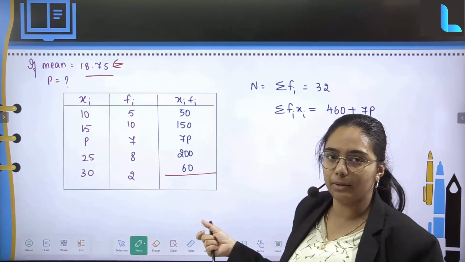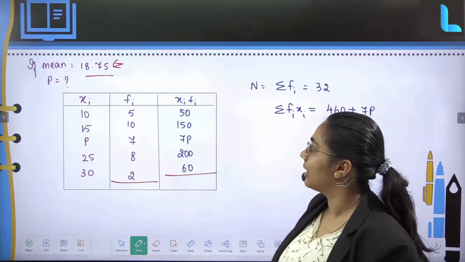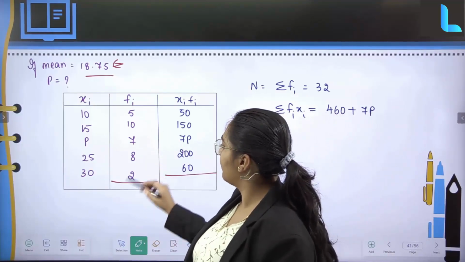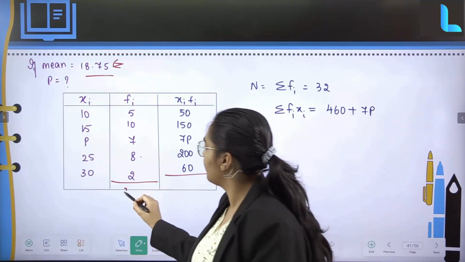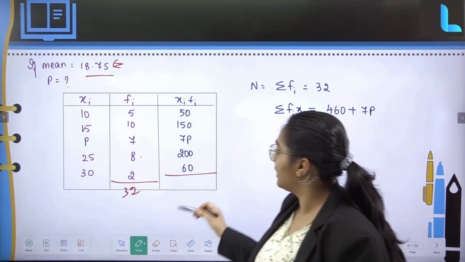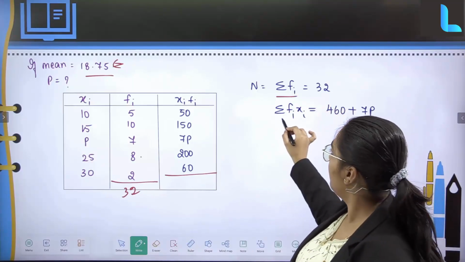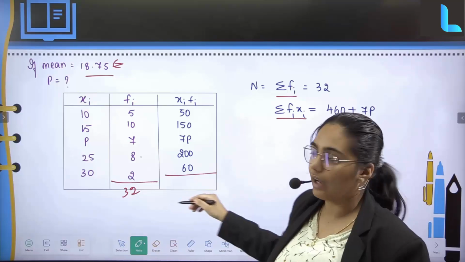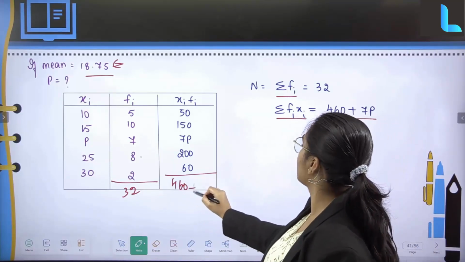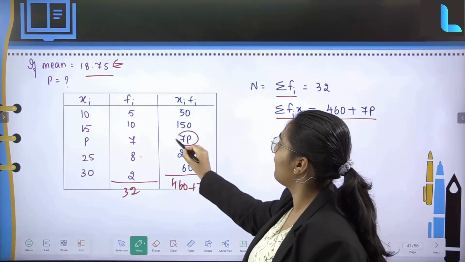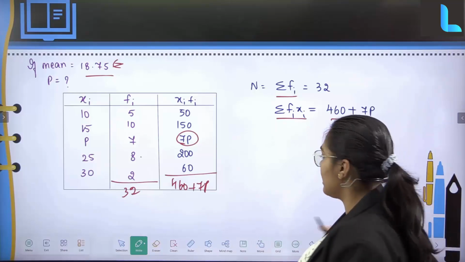That is when I will be getting my numerator, and your denominator is nothing but equal to the summation of it. So 10 plus 5, 15, 15 plus 10, 25, 25 plus 7, 32 is what you will be getting over here. So summation of f is going to be equal to 32, and the summation of fy is going to be equal to 460 plus 7p. See this 7p, you cannot solve it further, so I'll just keep it in the same manner.